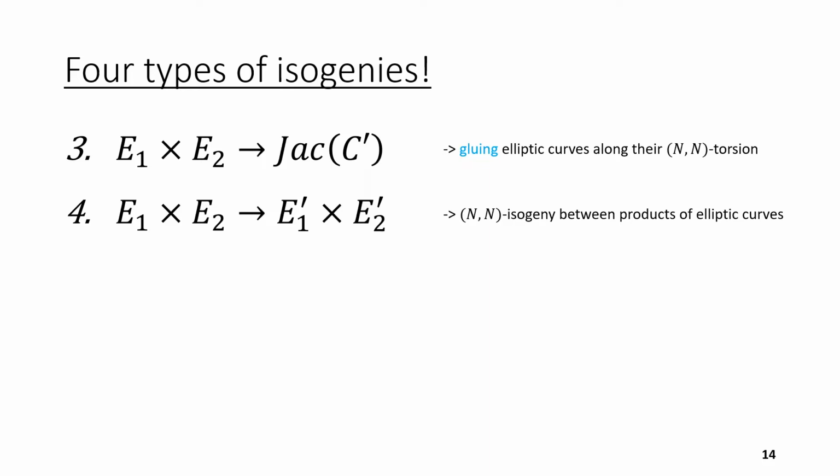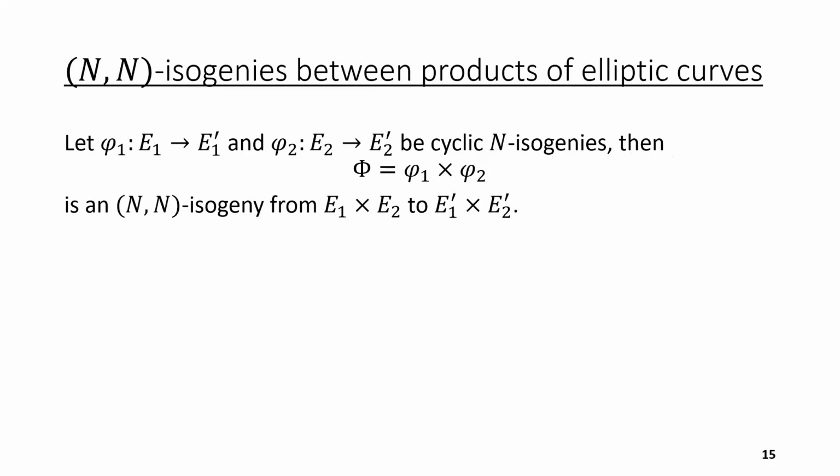Even though this is a very rare occurrence, I think most people can easily write up examples of it in the following sense: if you take phi1 to be a cyclic n-isogeny, and you take phi2 to be a cyclic n-isogeny, you can just make the direct product as a 2-dimensional isogeny, and you have a domain and a codomain that are products of elliptic curves. It's a very boring example in a way, but it's easy to construct and at least shows that they exist.